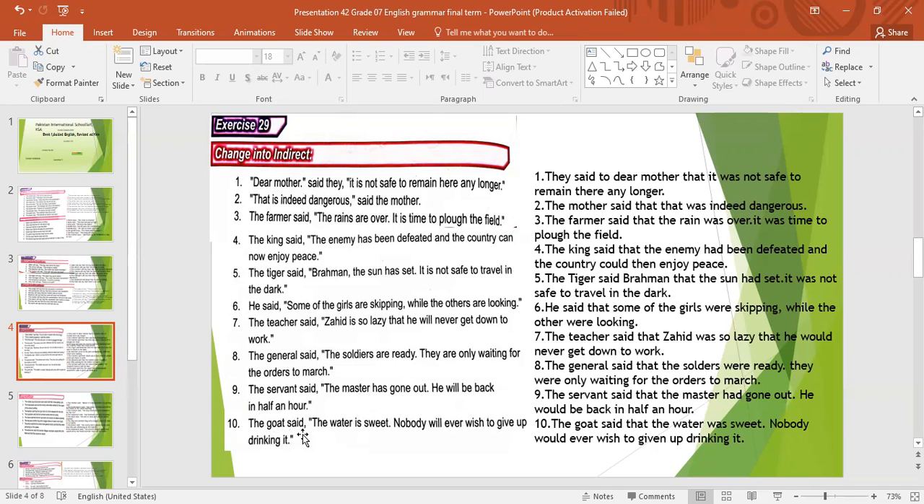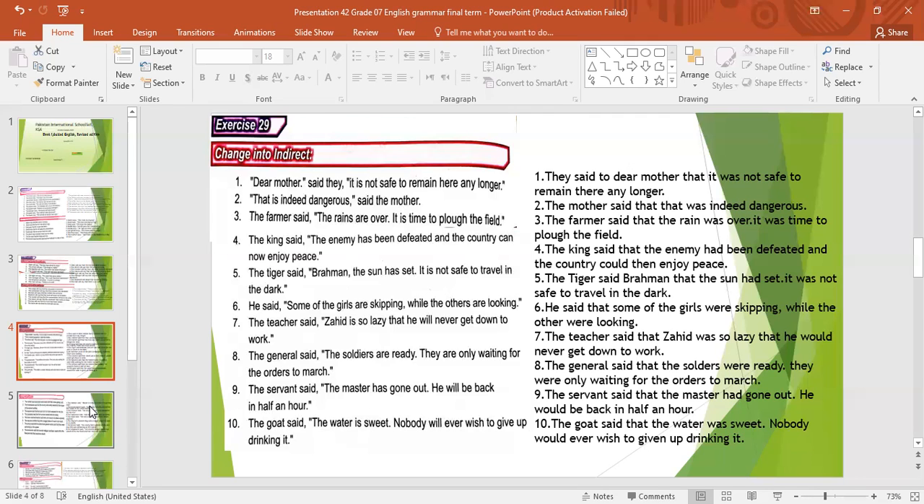The goat said, "The water is sweet. Nobody will ever wish to give up drinking it." For the indirect speech, we add "that". The goat said that the water was sweet. Okay, change the tense. Nobody would ever wish to give up drinking it. Dear students, here in these sentences, I just add "that" and change the tense of the reported speech. And here you can see the indirect speech. I hope you understood it.